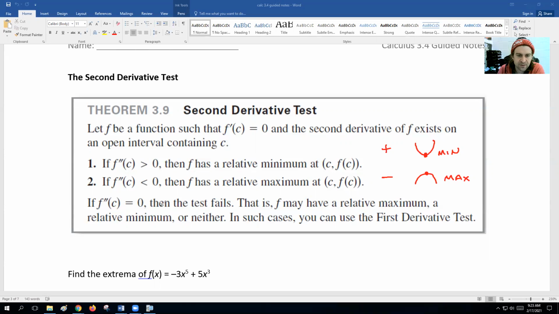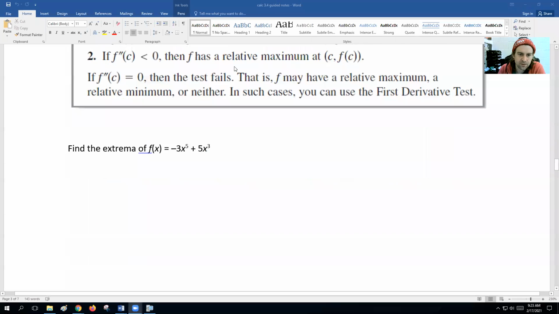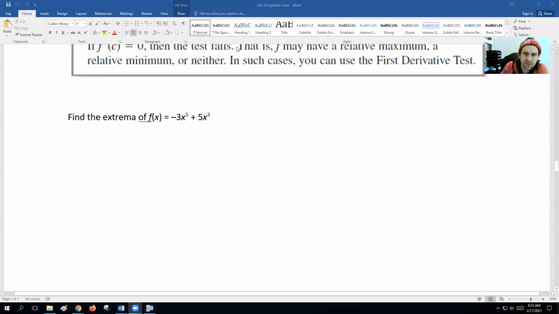Now, if the second derivative equals 0, the test fails. This is neither a min or a maximum, and this would actually be a point of inflection then. Okay, so we're not going to graph the points. We're not going to check to see whether the graph is going up or going down, but we're going to use the first and second derivative to determine whether that point is a min or a maximum, or if it would be a neither, a point of inflection.